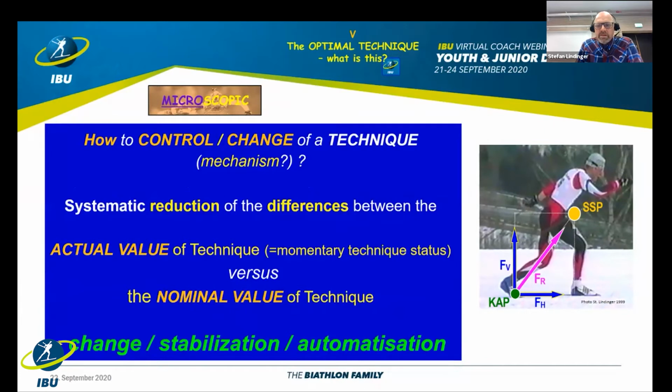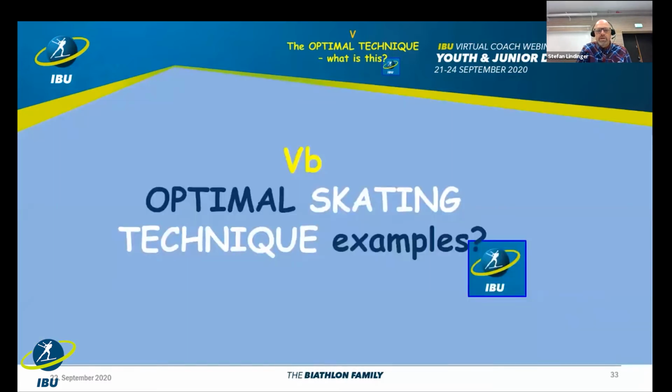And the question, of course, in training is how can we control and change this? So if we are not fulfilling an optimum, and I come to examples very soon, then we need to make a systematic reduction of the differences between these actual values. So this status, how I ski in V2, for example, in this technique level, versus the nominal value of a technique. We have to change it, stabilize it, automize it, rechange it, relearn it, break it, restabilize it, etc. So that's everything in this microscopic technique training level, what we have.